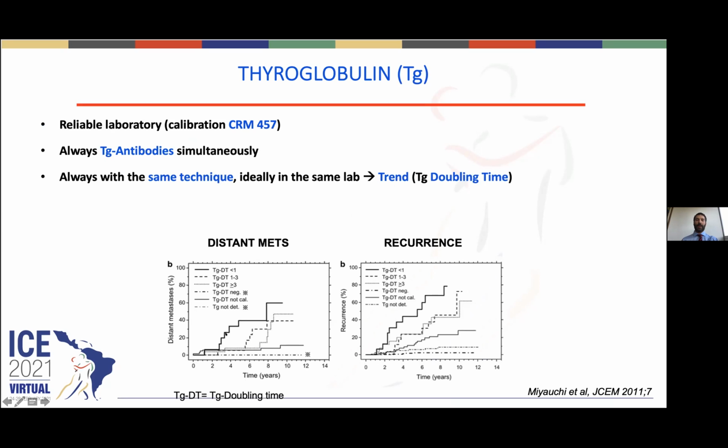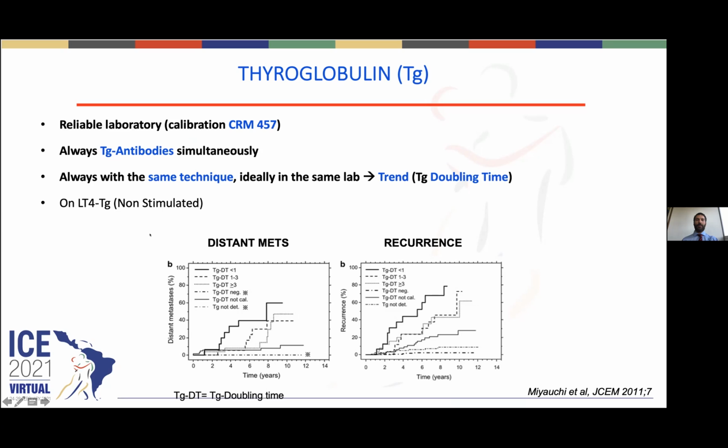if it is increasing. There are very elegant papers, and one of these was by Miyauchi, that showed that in patients in whom the thyroglobulin increased faster, that means the doubling time is shorter, the likelihood of having distant metastasis or locoregional recurrence is higher in comparison with patients who had a longer doubling time or patients in whom the thyroglobulin is stable, as this bottom line here. If thyroglobulin is stable, the likelihood of having persistent recurrent disease is very low.